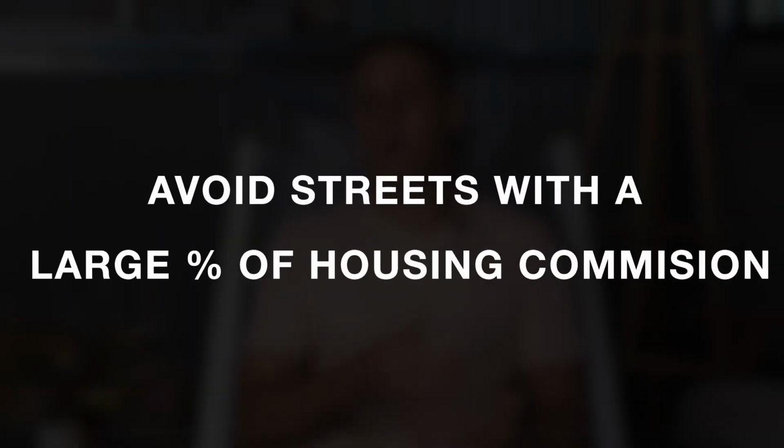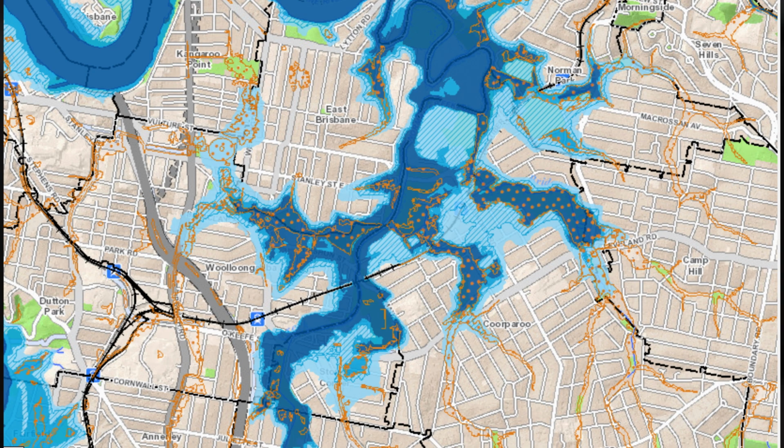And for us, as a rule of thumb, we try to avoid streets that have more than 10% housing commission on any street. And what you can also look at up here in Brisbane is the flood zones as well. It will help you see exactly where those flood-lying areas are, and obviously we avoid them like the plague. You do not want to be buying in areas in Brisbane that are affected by flooding. And you can always check that before you're even going to purchase the property as well, which is awesome.